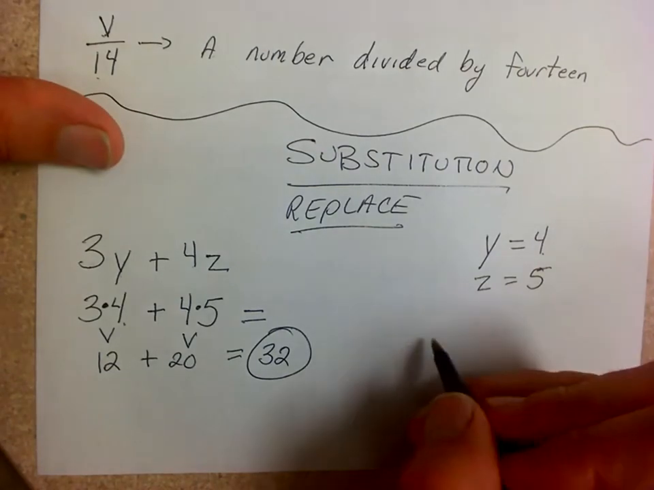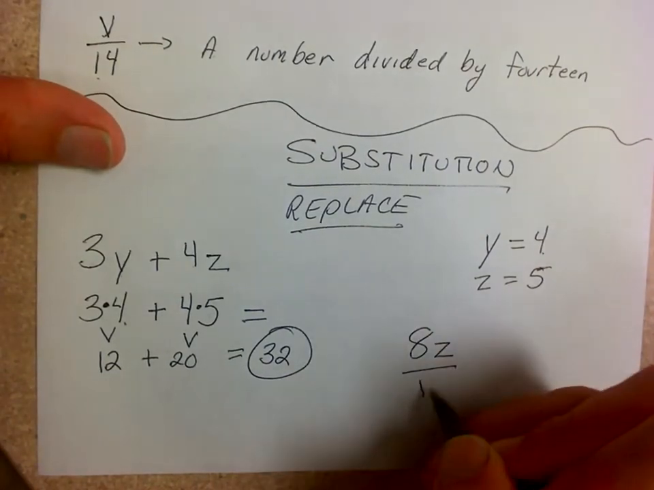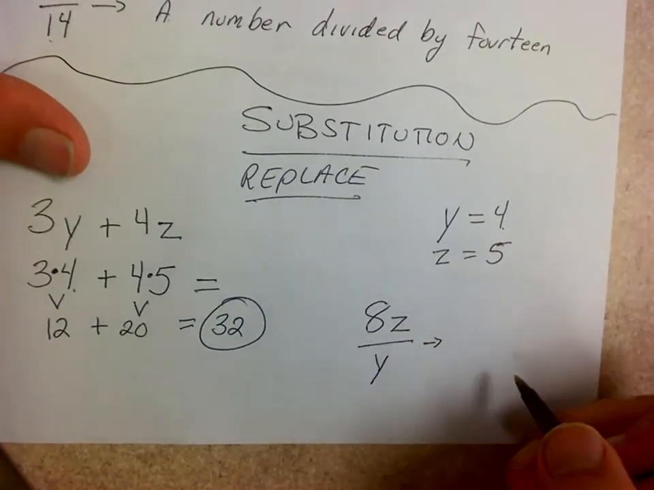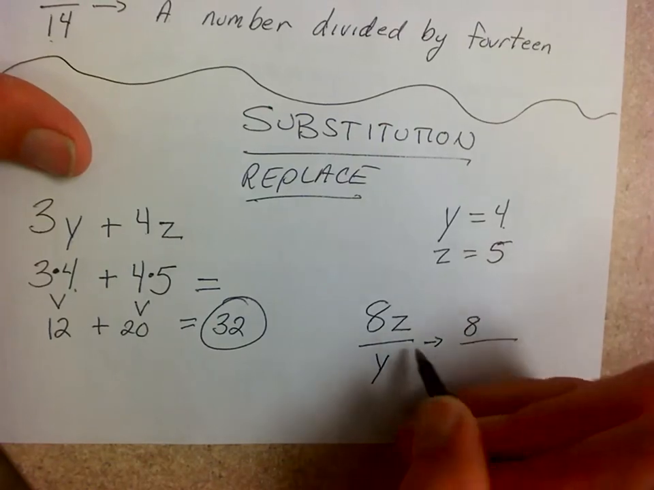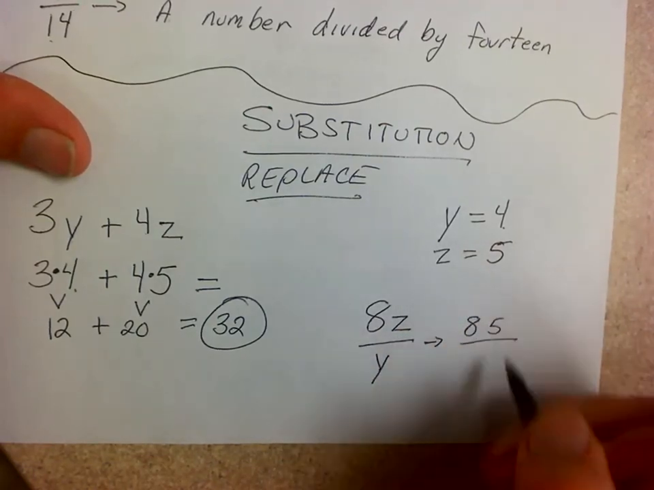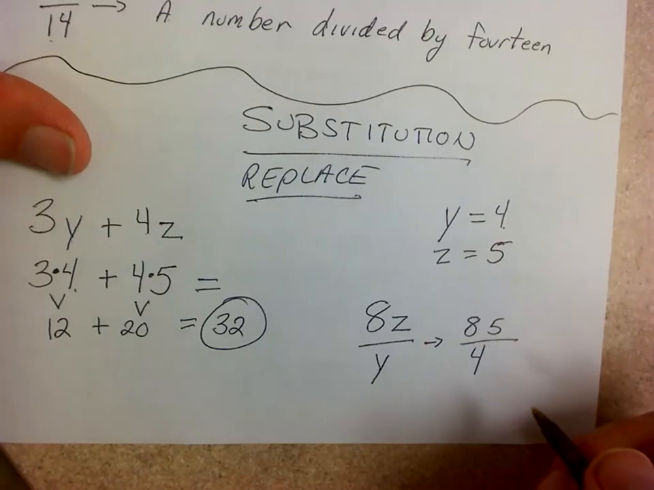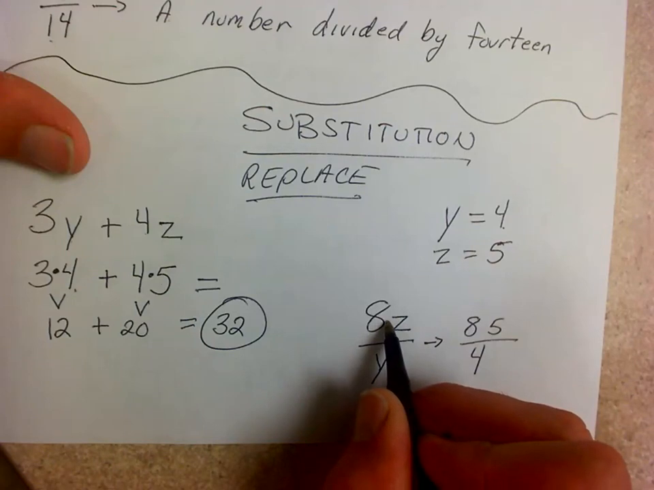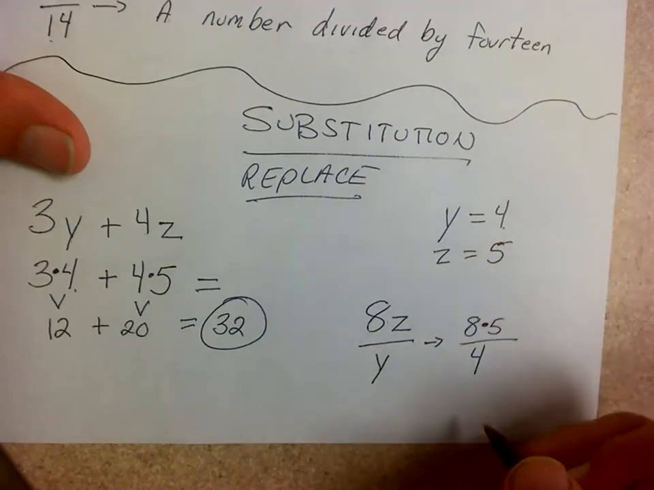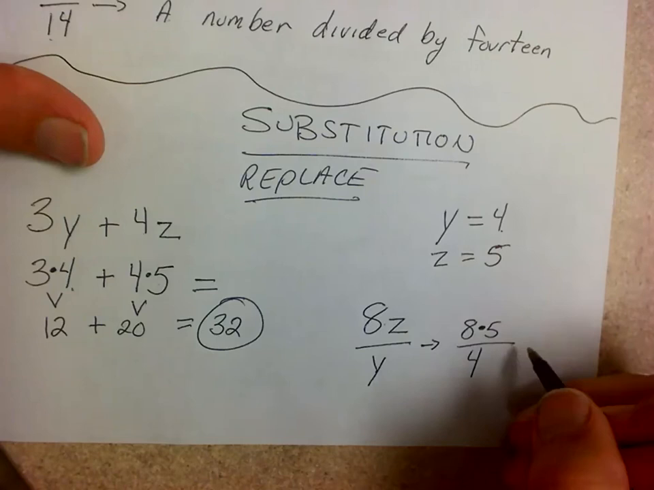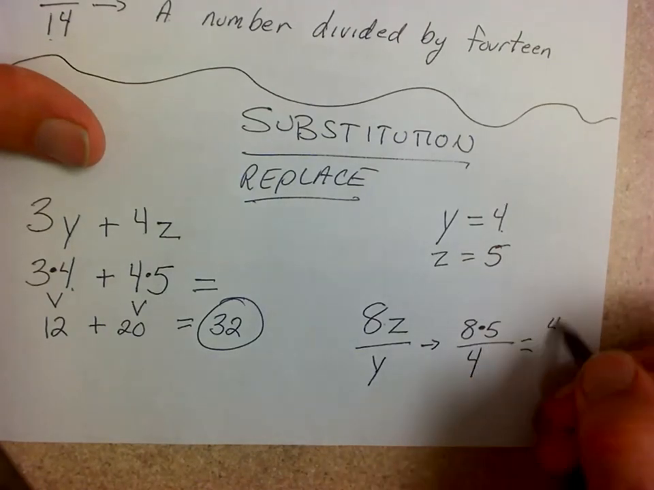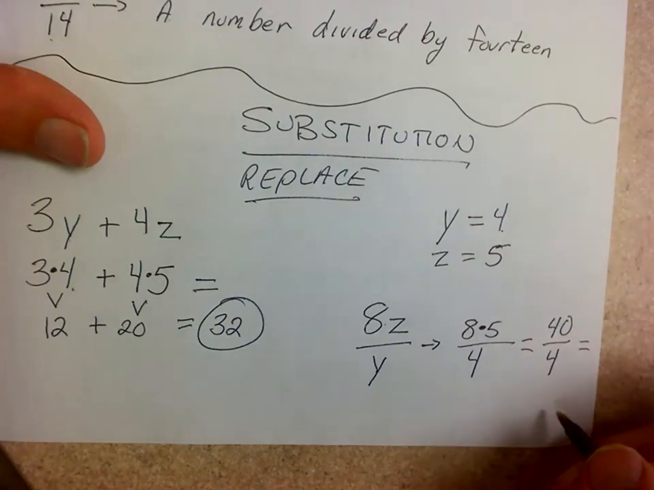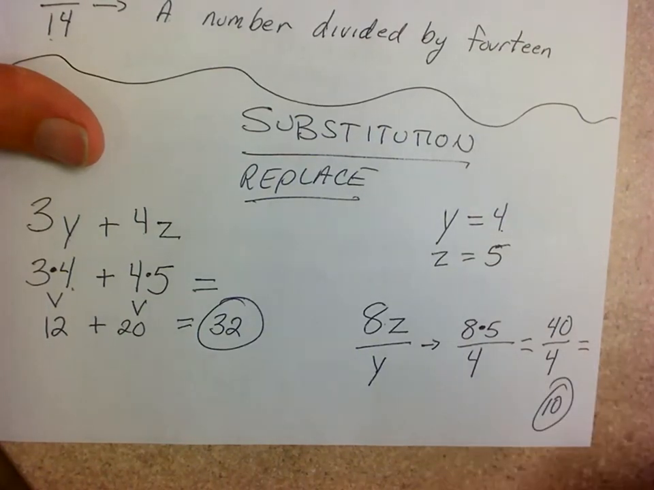Another situation we may have, just for some more practice, we'll do one more. First thing we want to do is substitute. Replace our z with 5. Replace our y with 4. Again, this is 8 times z, so there is a multiplication here. It is unwritten, but it still means multiply. 8 times 5 is 40. 40 divided by 4 is 10.